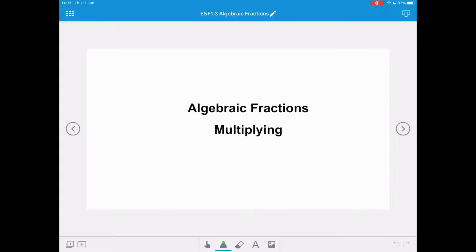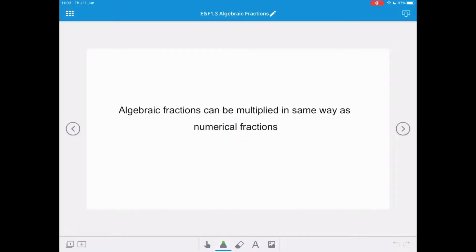So, multiplying algebraic fractions. Algebraic fractions can be multiplied in the same way as numerical fractions. Step 1, check and see if you can simplify anything on the numerators and the denominators. Step 2, we're going to multiply the numerators together. Step 3, multiply the denominators together. And the final step, just check to make sure you can't simplify at the end.